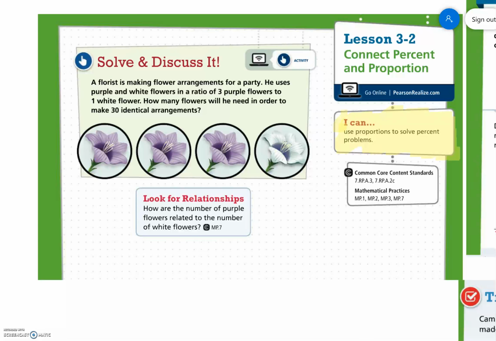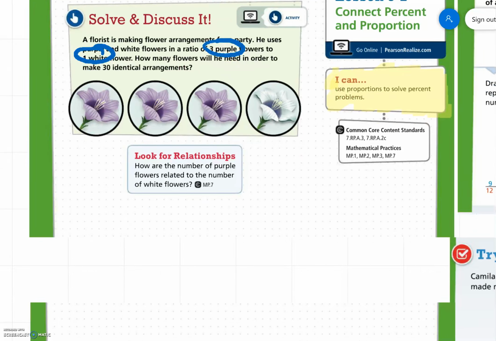A florist is making flower arrangements for a party. He uses purple and white flowers in a ratio of 3 purple flowers to 1 white flower. How many flowers will he need in order to make 30 identical arrangements?